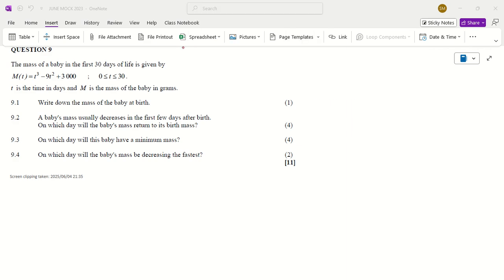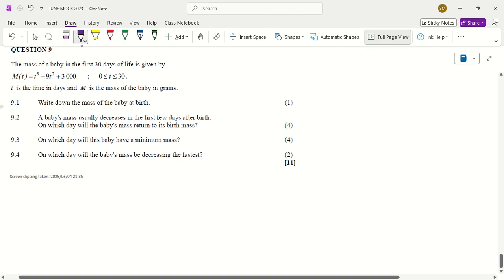Okay, so our last question is the application of calculus, and we are doing optimization. And we are told about the mass of a baby in the first days of life is given by that formula there. And you can see that t is between 0 and 8. And this means that if they're saying this is time in days, it's from birth until the first 30 days. Then m is the mass of the baby. So now we need to answer these couple of questions.